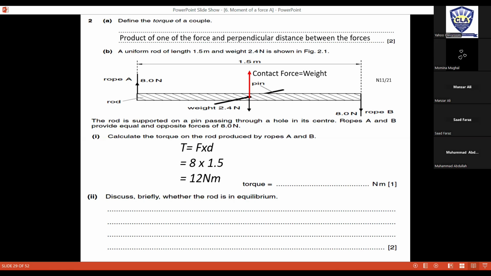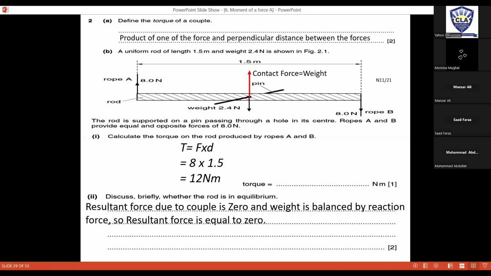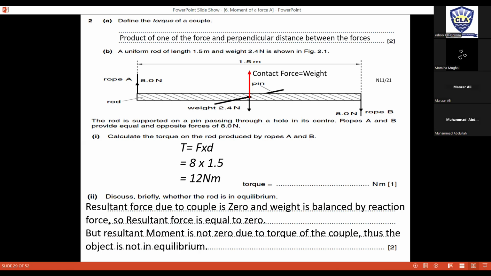But are they in equilibrium? They will be in equilibrium if the resultant moment is also zero. In this case, the torque of the couple is creating the resultant moment. So we would say that the resultant force due to the couple is zero. Weight is balanced by reaction. Resultant force is zero. But resultant moment is not zero due to the torque of the couple. Thus, the object is not in equilibrium. So it will start to rotate. Okay.